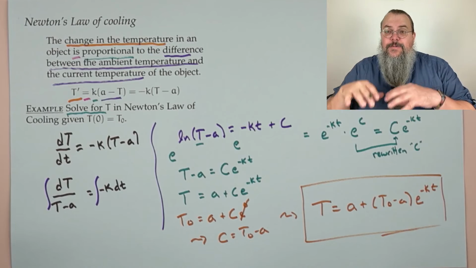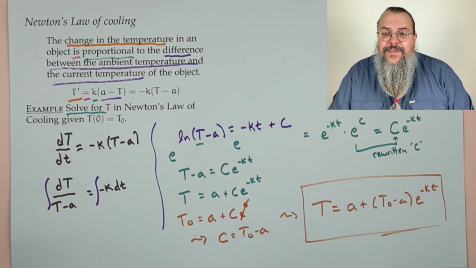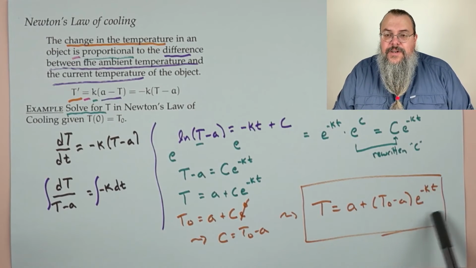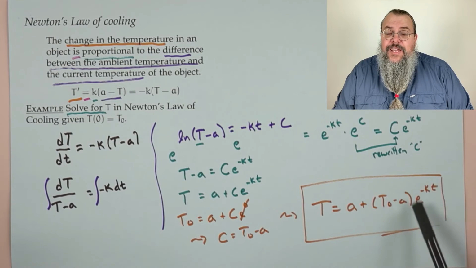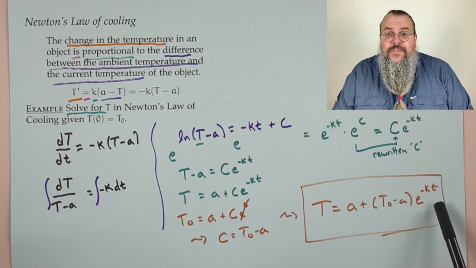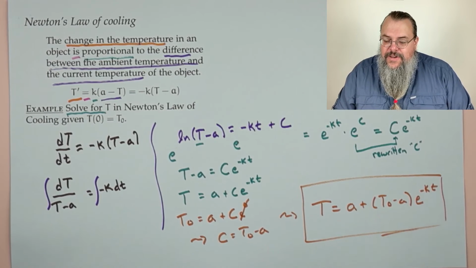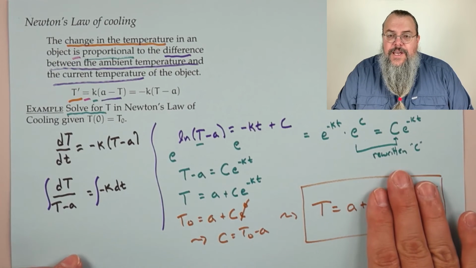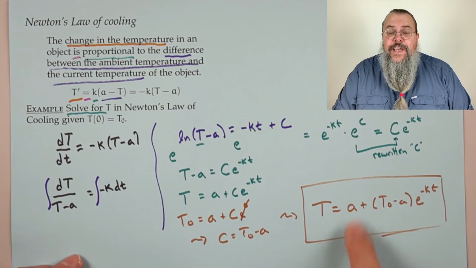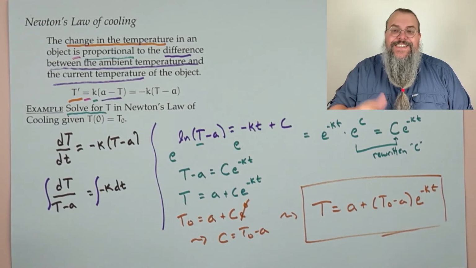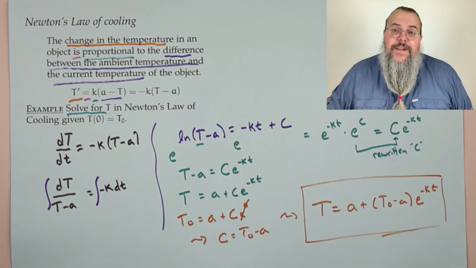Does that get reflected in this? Well, in the long run, e to the minus kt does what? The answer is it goes to 0. So in the long run, that part goes away and it approaches the ambient temperature. Good, good. So it is doing what we expect.